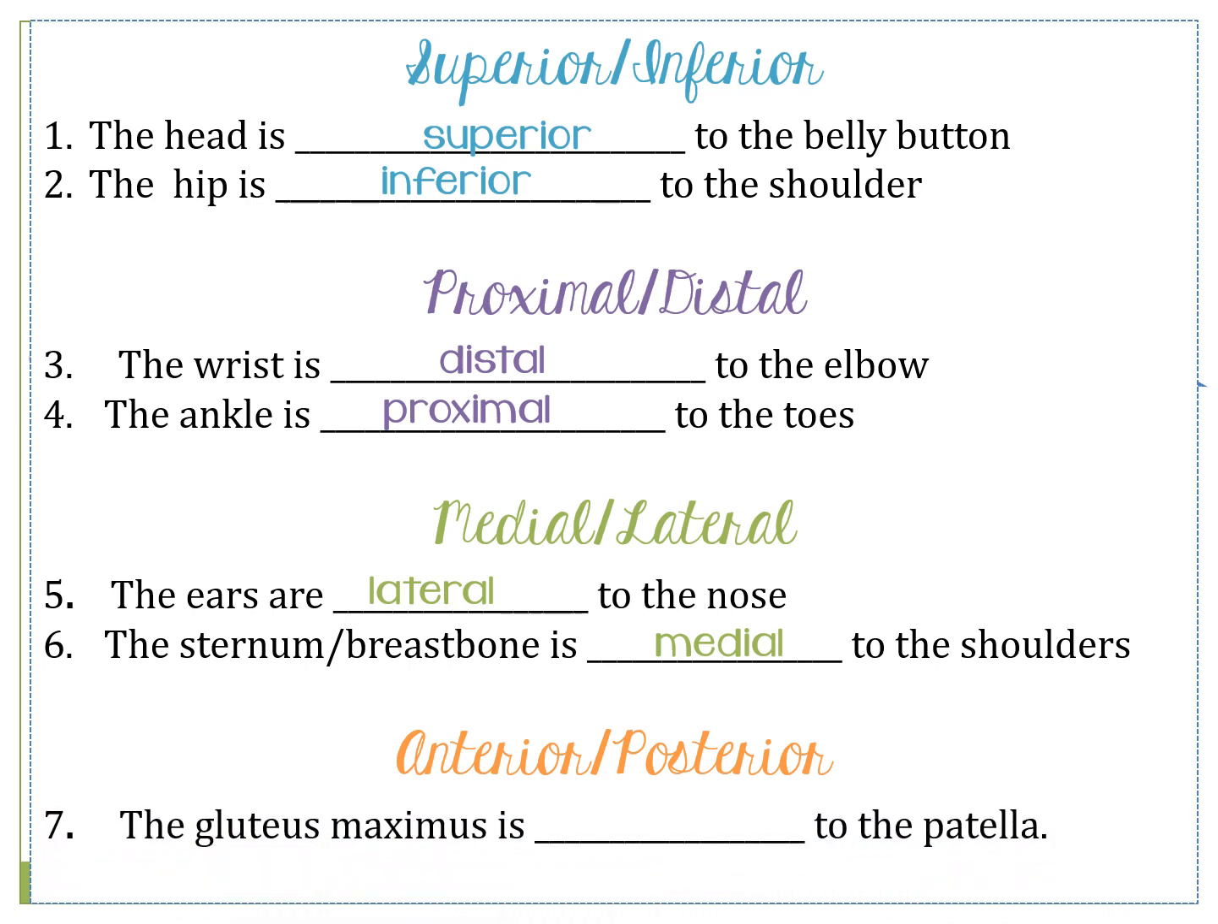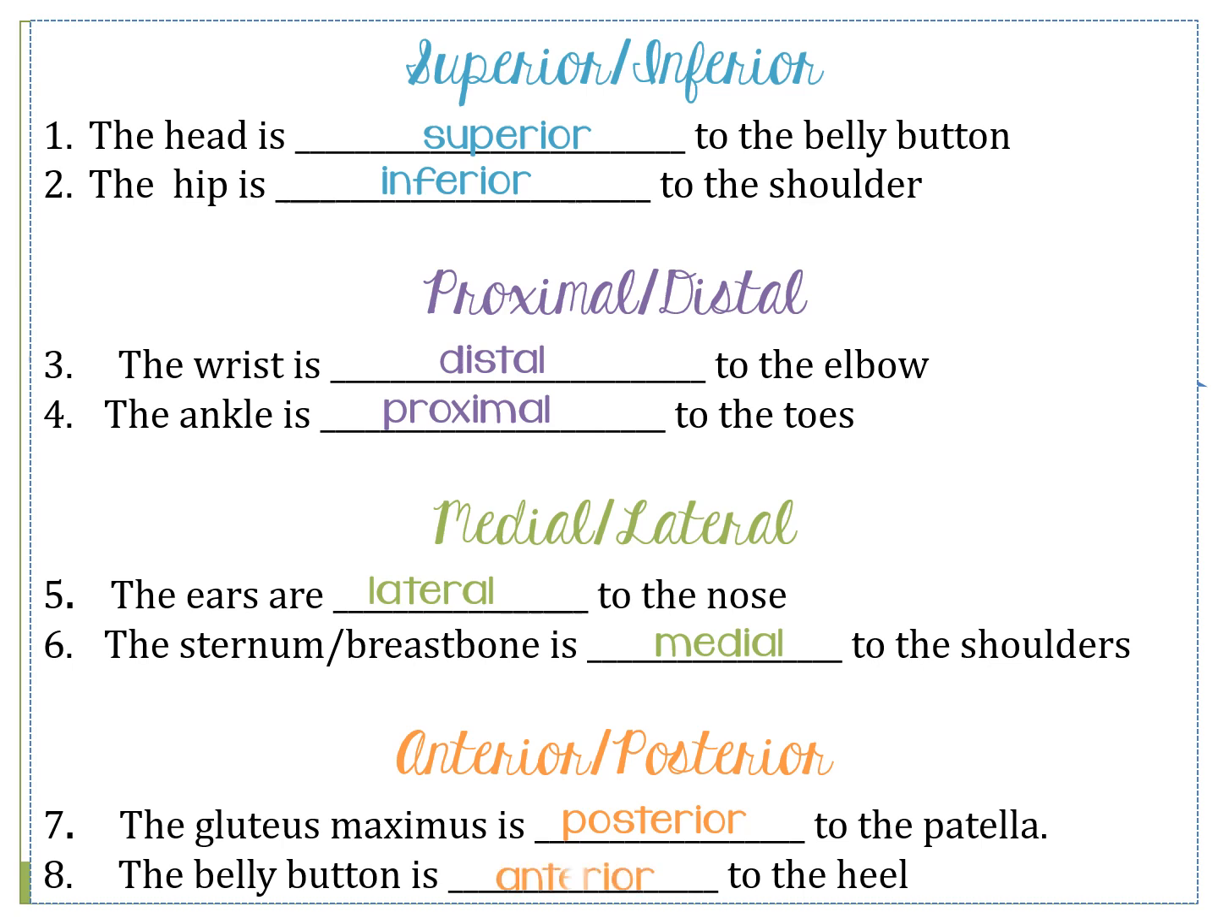And then anterior and posterior. The gluteus maximus, which is your booty muscle, one of three of them, is what to the patella? Well, it's going to be posterior, so we're towards the back. And then the belly button is what to the heel? Well, that's anterior. Your belly button is in front of or towards the front in comparison to the heel of the body.